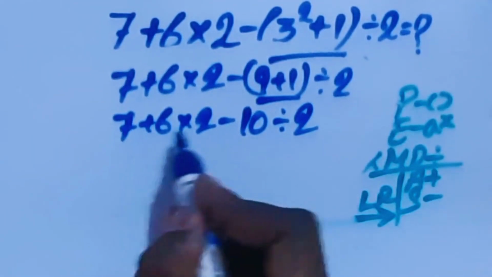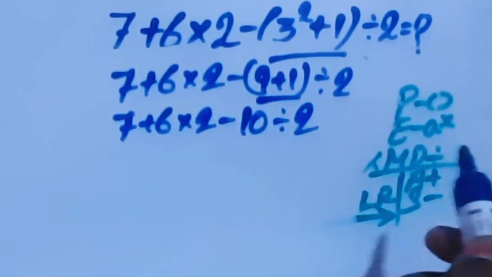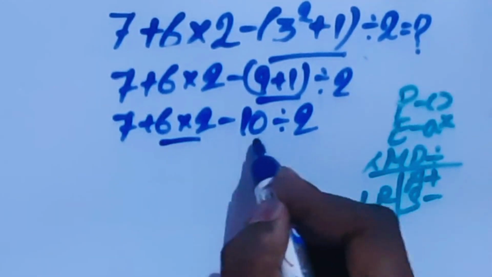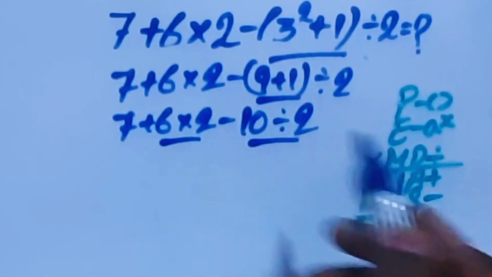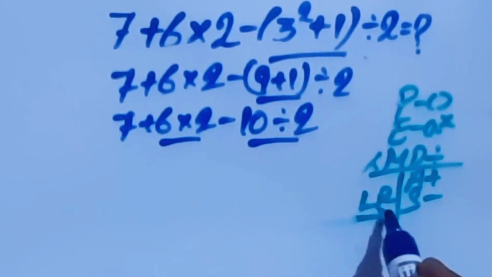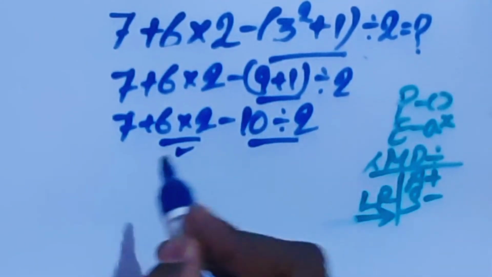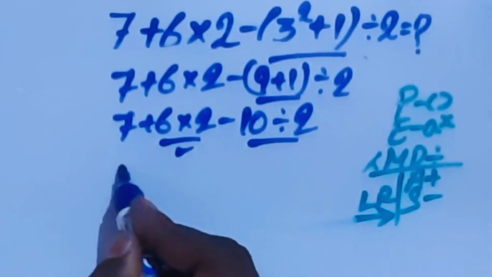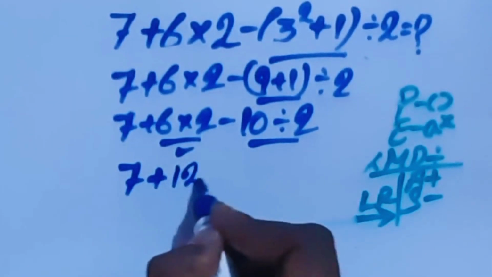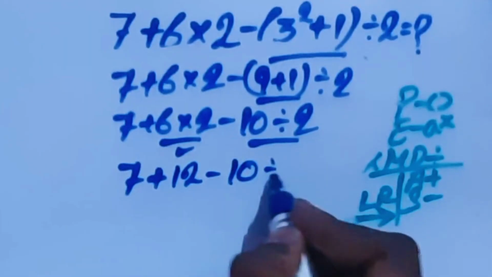Here we have addition, multiplication, subtraction and division. Here multiplication and division are next priority, so we have to do this multiplication and division before this addition and subtraction. Here multiplication and division are equal priority. For this we have introduced this left to right. Here left to right is this one, so we have to do this first. So 7 plus 6 times 2 is 12, minus 10 divided by 2.